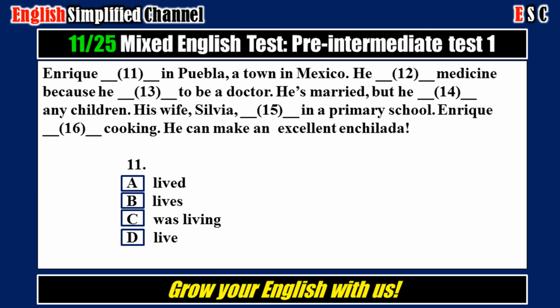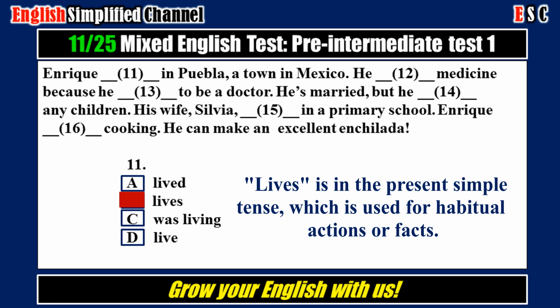Questions 11 to 16. Complete the text by filling the gaps. 11. A. Lived. B. Lives. C. Was living. D. Live. Enrique 11 in Puebla, a town in Mexico. Explanation. Lives is in the present simple tense, which is used for habitual actions or facts.